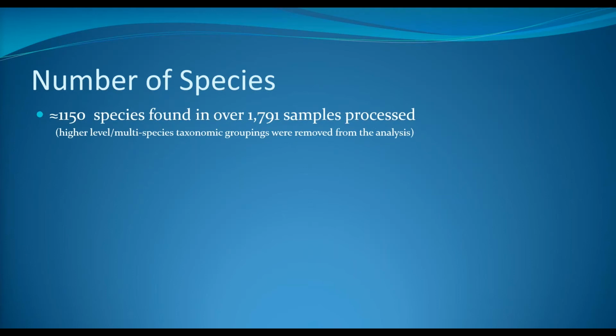Next slide. Going into the biological parameters, the number of taxa, we've identified over 1,150 species found in over 1,791 samples that have been processed during the 25-year period. So we have, next slide, pretty high diversity.